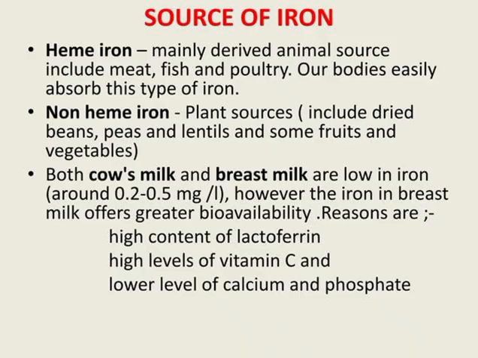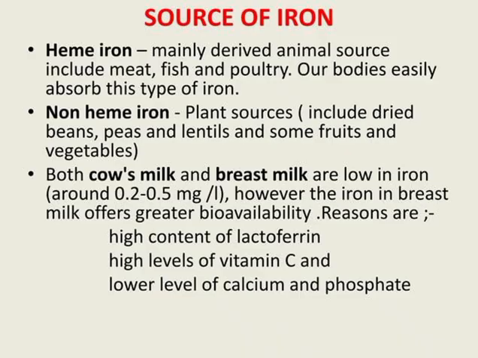Both cow's milk and breast milk are low in iron, around 0.2 to 0.5 milligram per liter. However, the iron in breast milk offers greater bioavailability because breast milk has a high content of lactoferrin, high levels of vitamin C and lower levels of calcium and phosphate. To prevent iron deficiency anemia, a balanced diet containing both heme iron and non-heme iron sources should be consumed. Breast milk remains an excellent source of highly absorbable iron for infants.